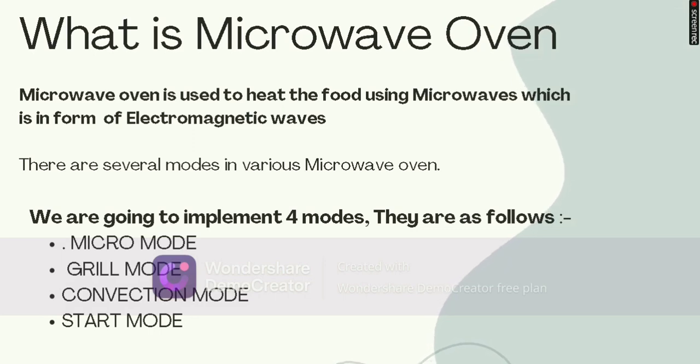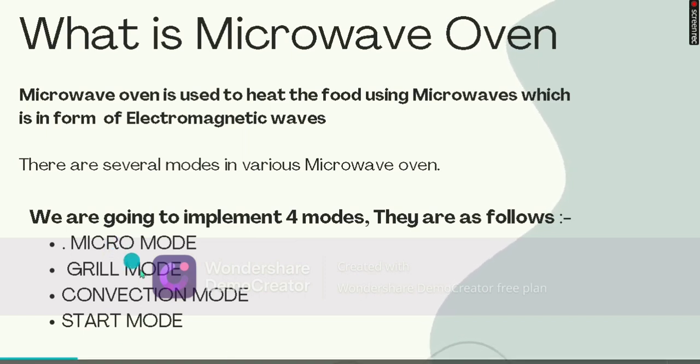First, what is a microwave oven? Microwave oven is a kitchen appliance that heats and cooks food using microwave radiation. Basically, it consists of 4 modes, which are micro mode, grill mode, convection mode and start mode.